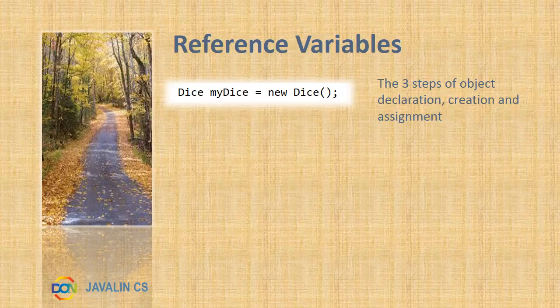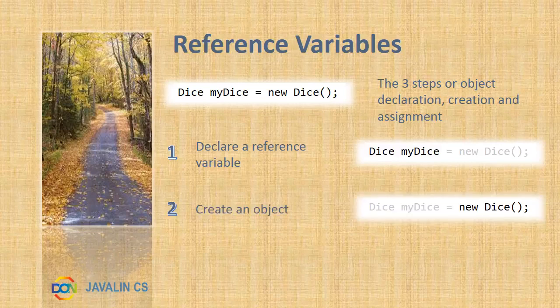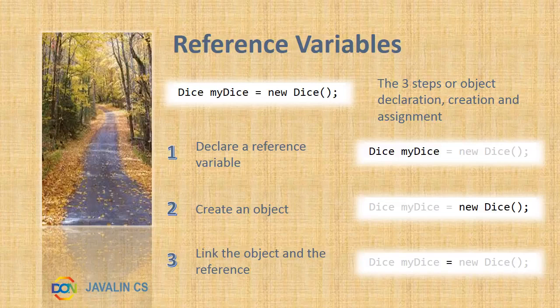The first thing we need to look at is how to declare, create, and assign identifiers to objects. In this case, we're looking at the example of a dice object, and we'll use that example throughout this video. The first step is to declare a reference variable. In this case, the identifier is myDice, and the type of the variable is dice. Secondly, the dice object is created. And finally, the link is established between the object and the reference.